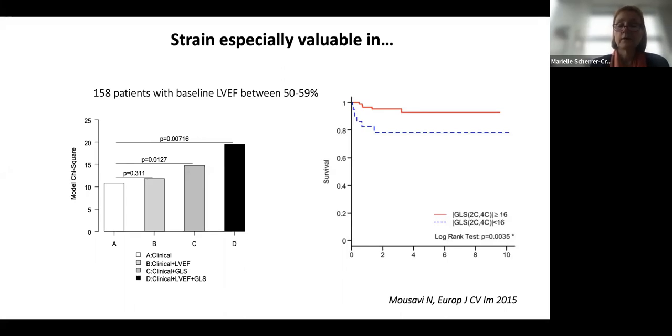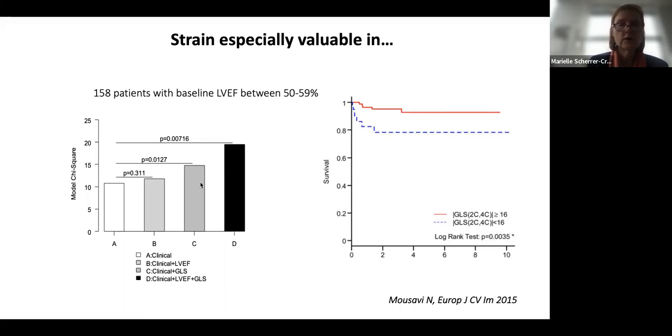paper that's from Negare Mousavi, who is now at McGill. And what she showed here is that in patients with baseline LVEF between 50 and 59. So the reason why it may be an important population is that this is a population where you're not totally sure about the LVEF. Is it normal? Is it at the lower limits of normal? Does it have any meaning?